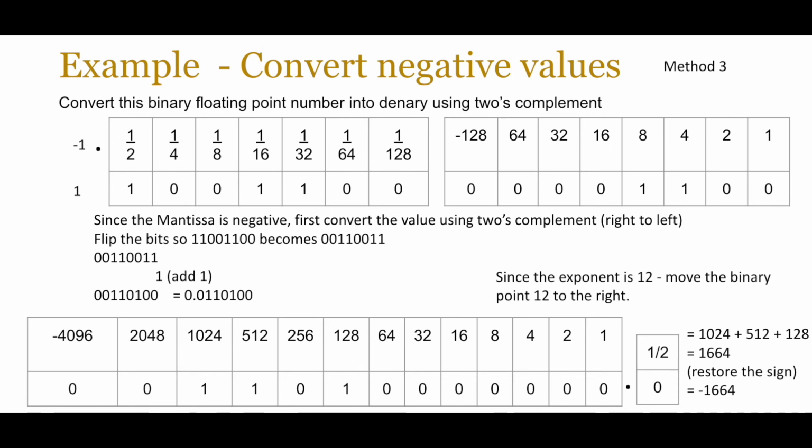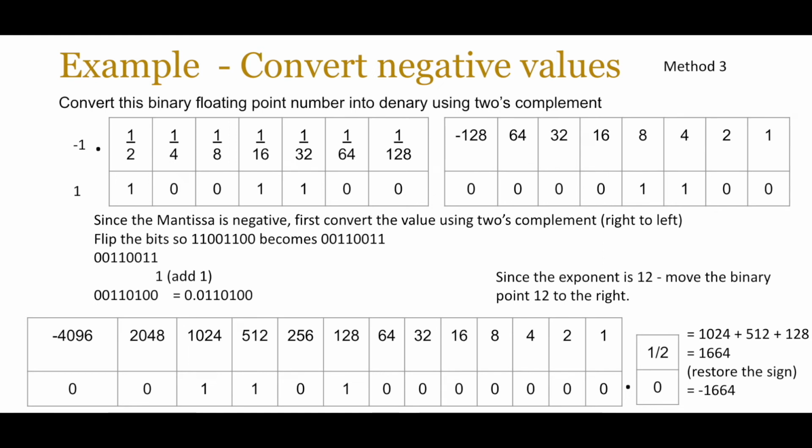Now this new number, we can just simply write it down, 00110100. And then since the exponent is 12, which is 8 plus 4, we do exactly the same thing that we did previously. We move the binary point 12 places to the right. But this time around, we've got a new number instead of the original number that we had. So now we've got 001101, and the remainders are all 0.